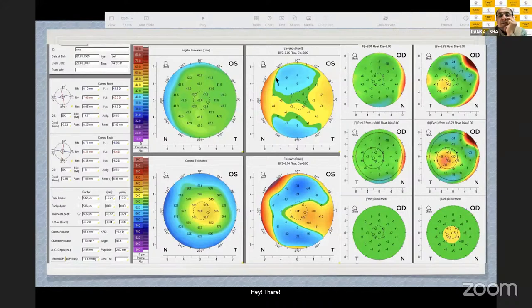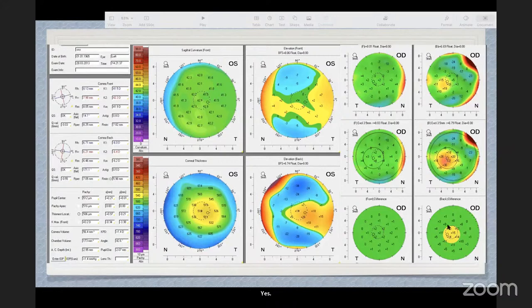The answers are coming in the chat box. I think Saurabh Mahajan has given the first answer, correct. Saurabh Mahajan has given it immediately. Right. Okay, so now can you just unmute Saurabh and he will explain why. You have to tell me why it is posterior keratoconus. Belin-Ambrosio. Yes.